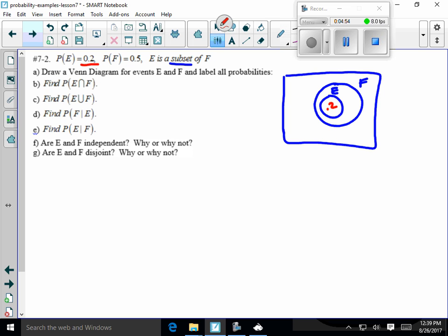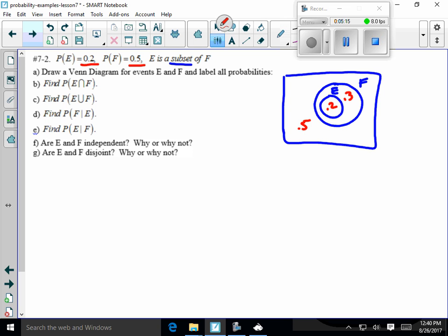And then the probability of F is 0.5, that means everything inside the F circle has to be 0.5, but we've already accounted for 0.2. That means 0.3 is left over right there, so that adds up to a total of 0.5. And if that represents 50%, then everything outside of F has to represent the other 50%. So that would be 0.5 there. So that's a completely labeled Venn diagram.